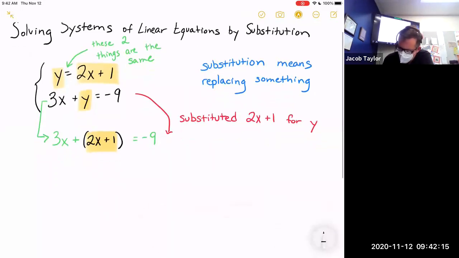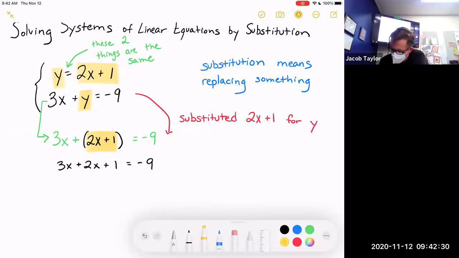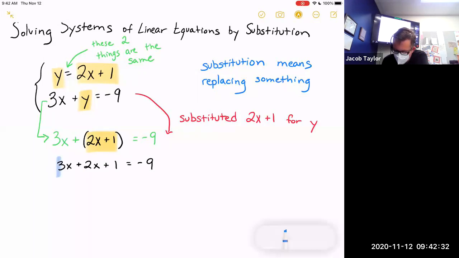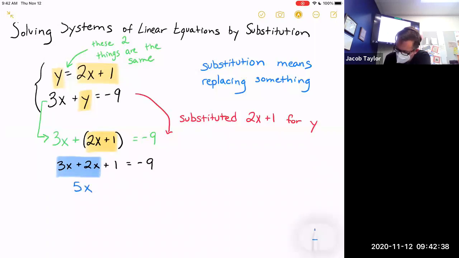So let's do that. First of all, as I said, we don't need the parentheses, so we can just go ahead and drop those. You can drop parentheses if it's addition. And then as Shelby pointed out, I can combine my variables together. I have a 3x and a 2x. When I combine those, what do I get? 5x plus 1 equals -9. Then what?